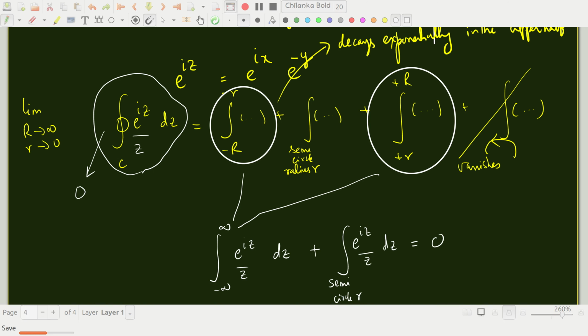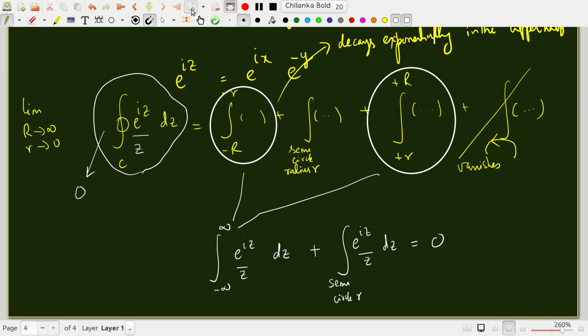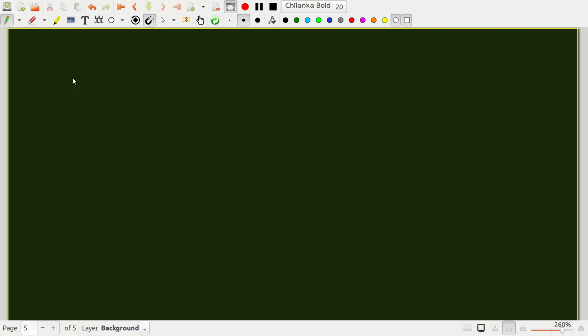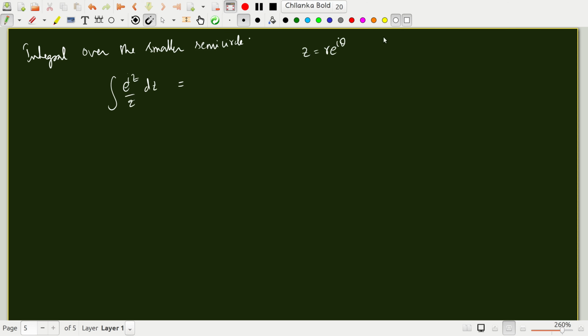That is the trick to this problem. So how do I evaluate the integral over the smaller semicircle? That's what we are interested in. So the integral of e to the iz by z dz, I use z as r e to the i theta, where r is small. So dz is r e to the i theta times i d theta. If I take dz by z, I'll get i d theta.